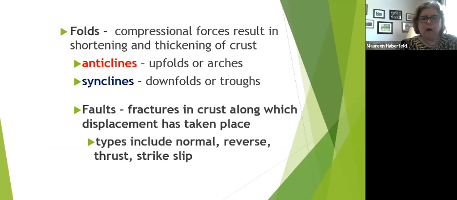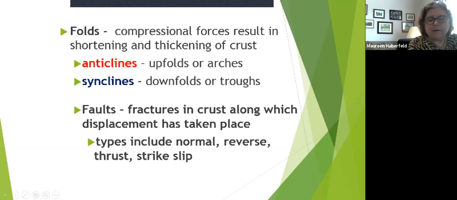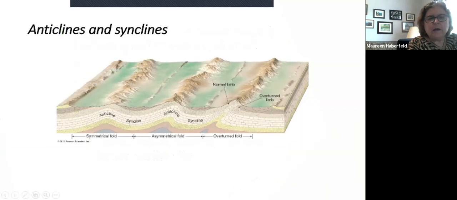Faults, or fractures in rocks, occur where displacement has taken place and they've actually had brittle deformation. There's different types of faults, depending on which side has moved up or down: normal, reverse, thrust, or strike-slip. I'm not going to talk about all of those in detail. I do want to show you some folds.